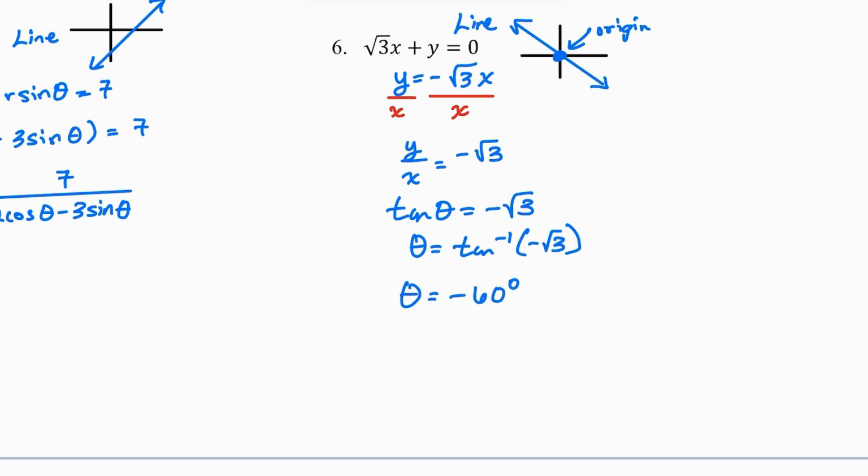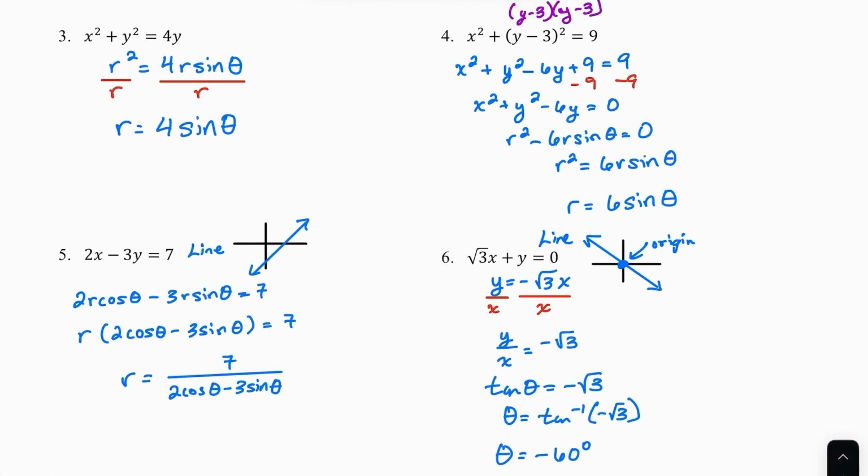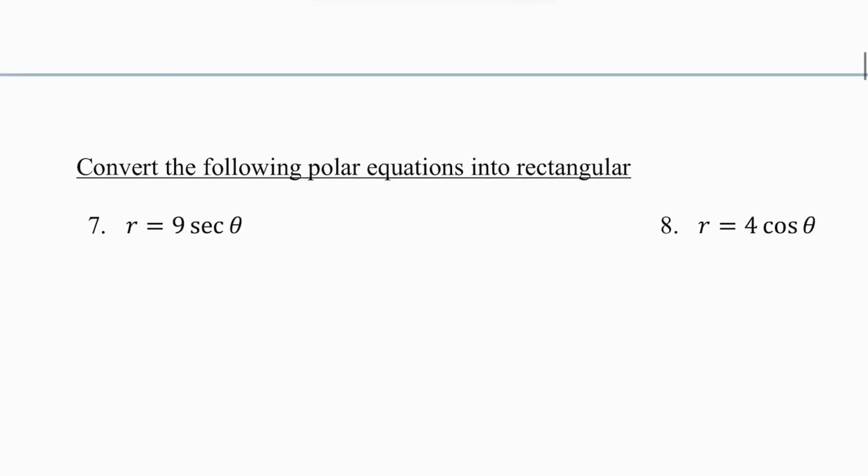This has a negative slope, so it was negative 60. All right, so this could be a little challenging, but again, practice it. It's kind of the same thing, just different numbers every single time. But what is the other way of doing this?